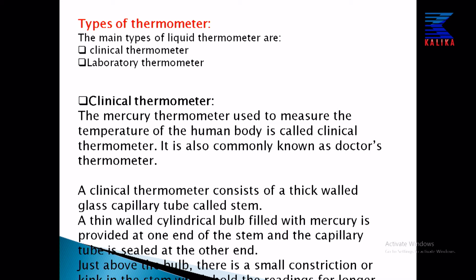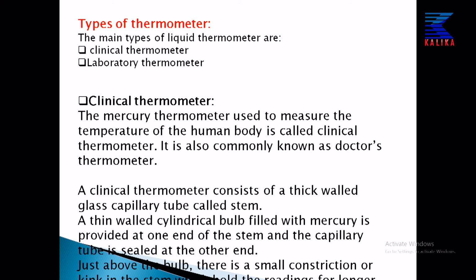And what is its construction, how does it work? We will discuss it here. A clinical thermometer consists of a thick walled glass capillary tube called stem, through which the mercury level rises and falls, where we can see the temperature of the body. And a thin walled cylindrical bulb filled with mercury is provided at one end of the stem, and the capillary tube is sealed at the other end. That means, in the capillary tube the mercury flows.